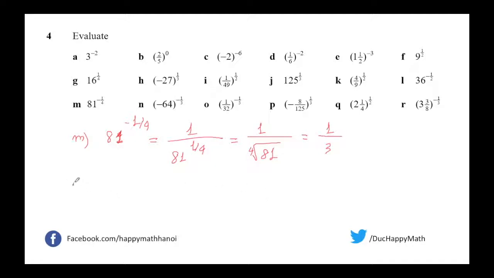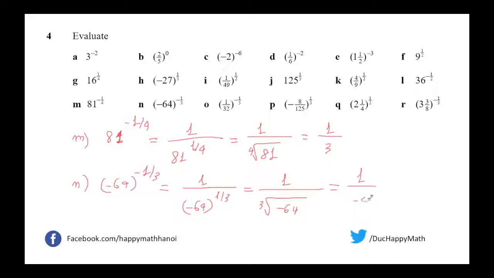Yes. And the last one in this kind of exercise, I take the minus first. 1 over minus 64 to the power of 1 over 3, and the 1 over 3 power means cube root of minus 64. So it will be equal to 1 over minus 4. So question O, P, Q, R, you can work by yourself and don't forget to compare with your partner. This is question 4.